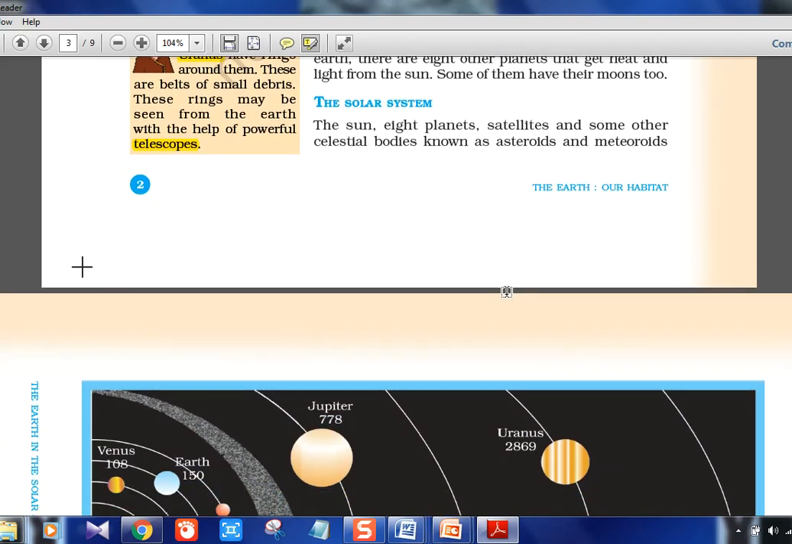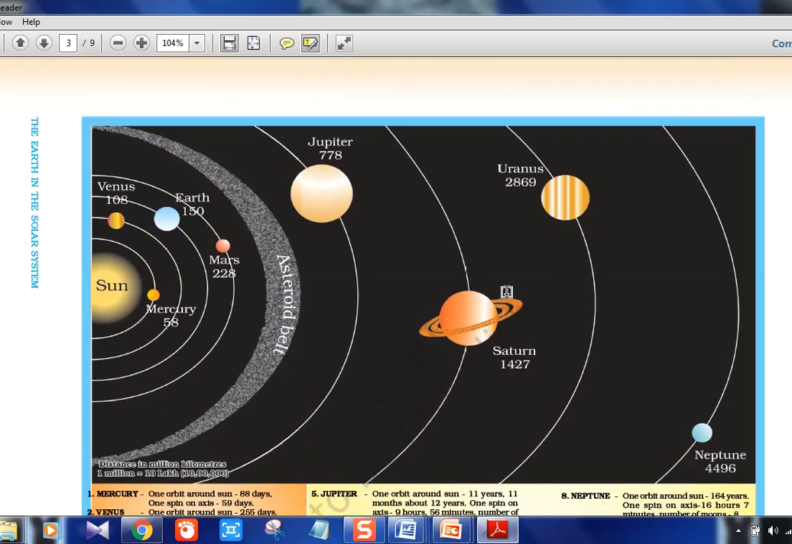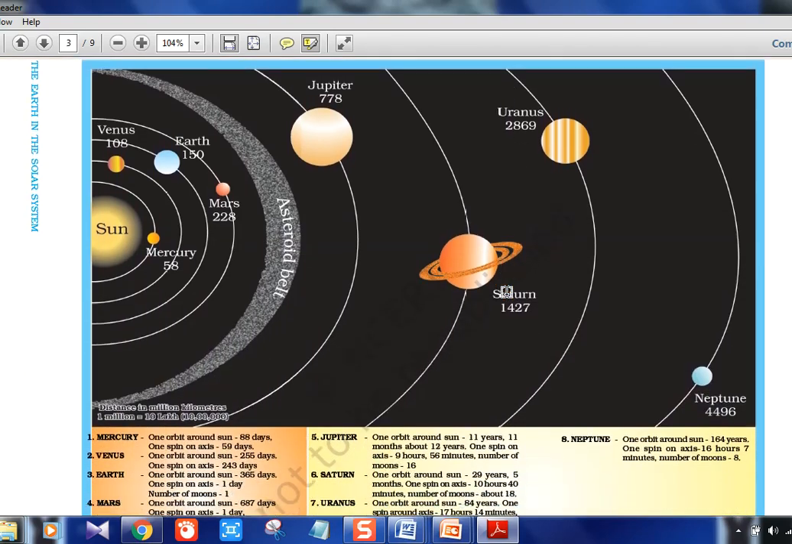I'll show you a picture. And there are 8 major planets. Okay, earlier Pluto also was there, but now it is not considered a major planet. It's just considered a celestial body. So if you see the distances from the Sun: Mercury, Venus, Earth, Mars, Jupiter, Saturn, Uranus and Neptune.